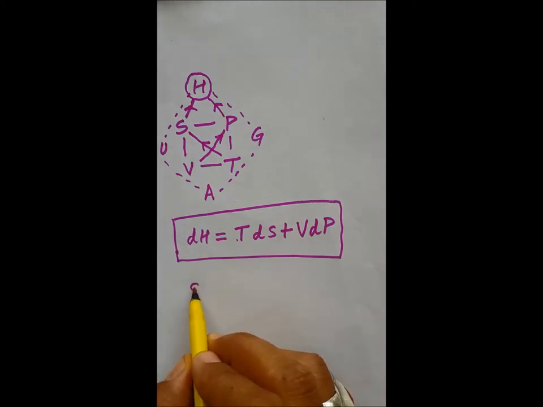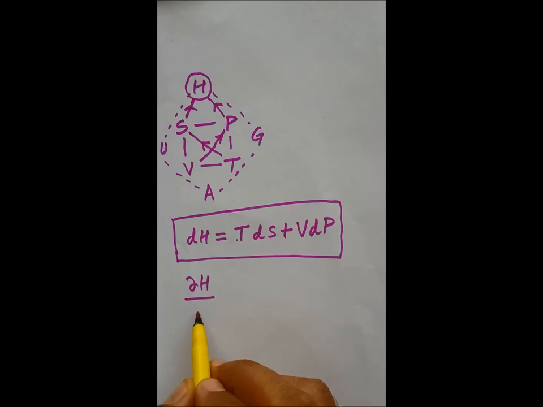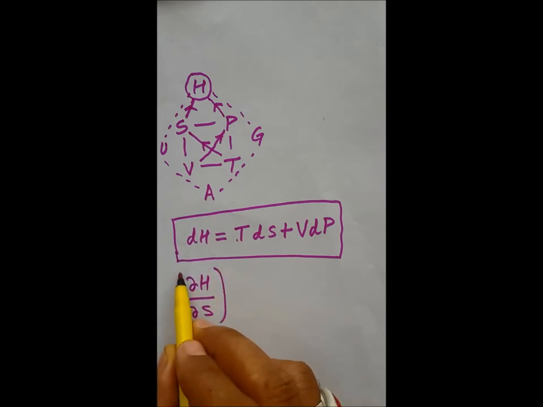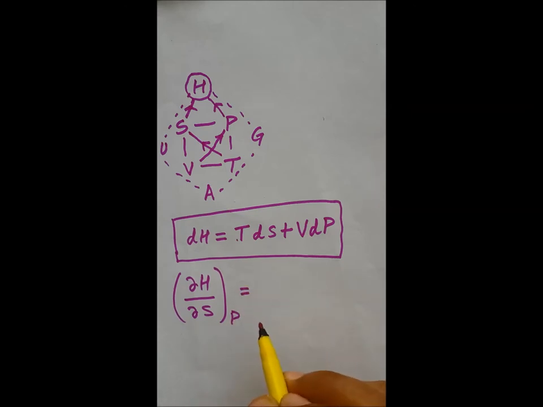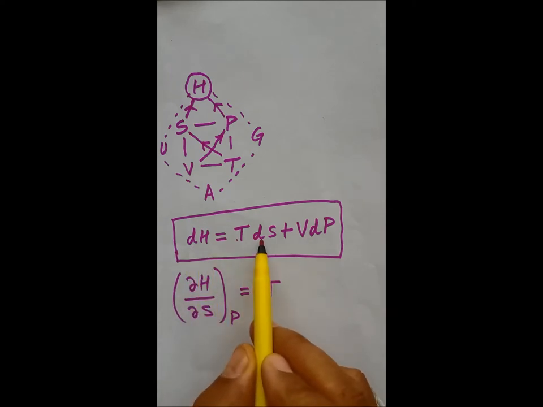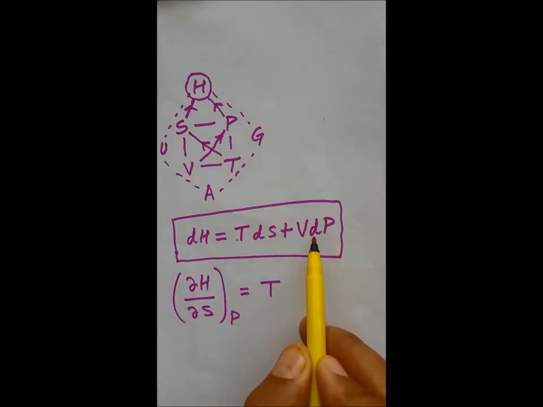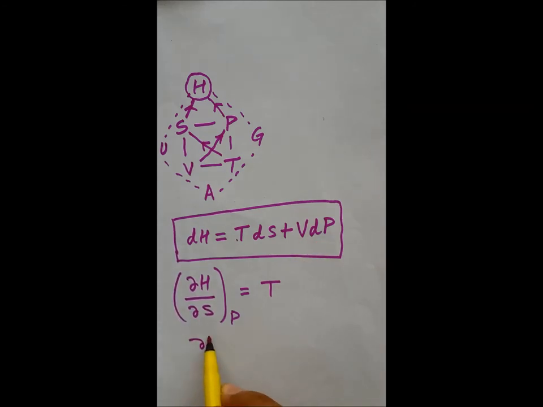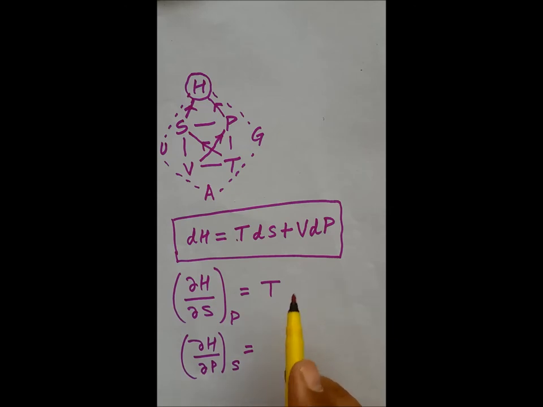Now we can write the equation: dou H upon dou S at constant P is equal to T, right? Because for dou H upon dou S at constant P, this dP becomes 0, so V dP is 0. The second equation is dou H upon dou P at constant S, that is equal to V. So these are the equations for H.